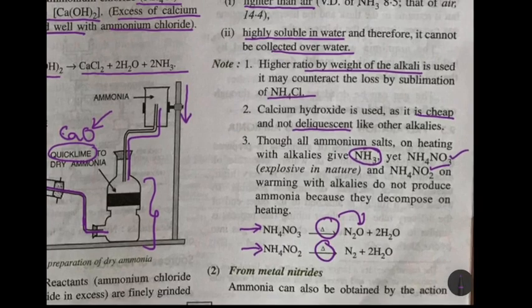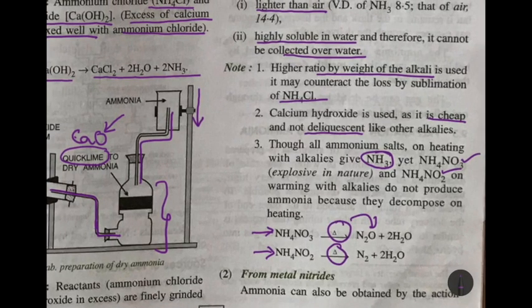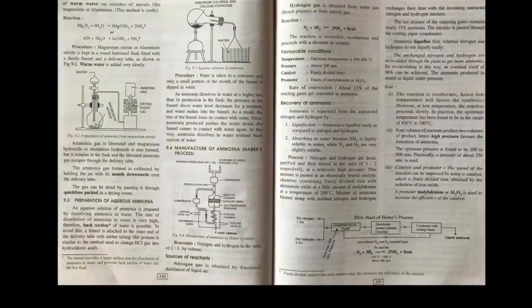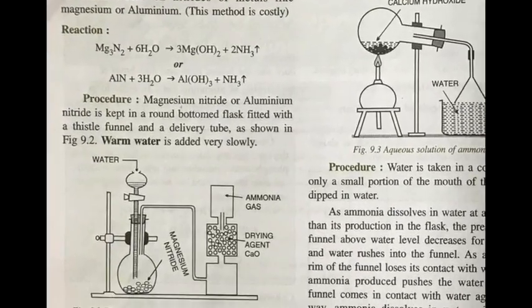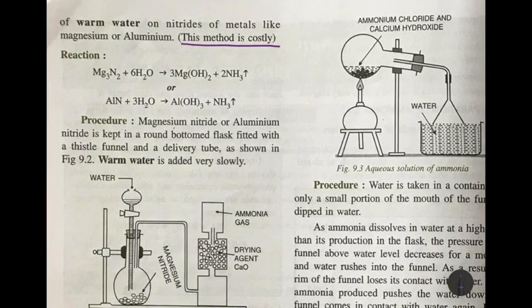Next is the preparation of ammonia from metal nitrides. When metal nitride, like magnesium or aluminium nitride, is treated with warm water, ammonia is formed, but this method is very costly and is not used. Why can't you prepare ammonia from metal nitrides?